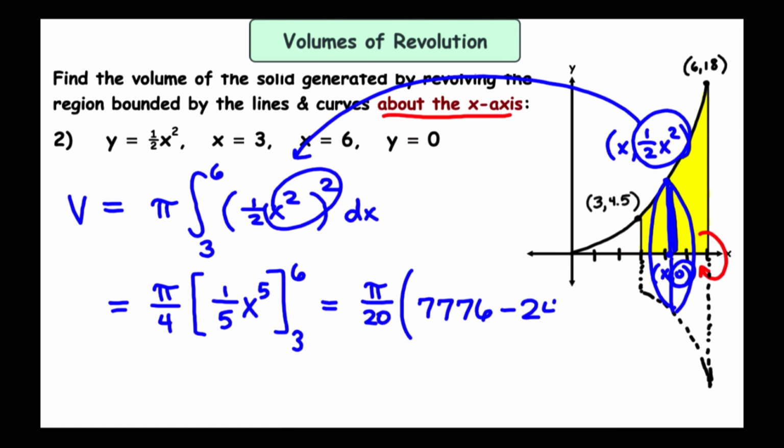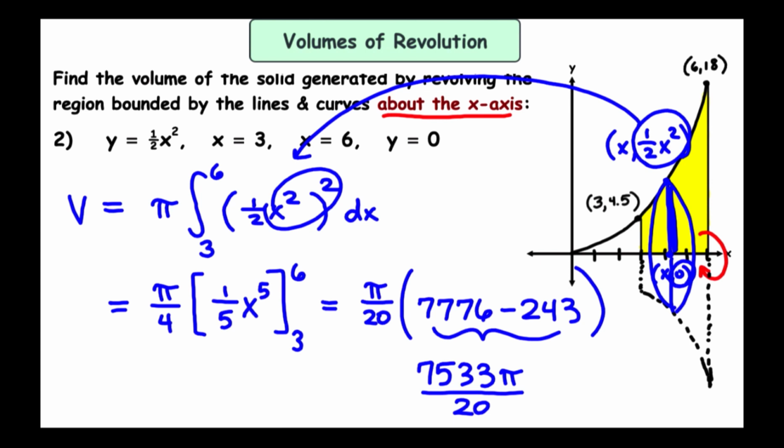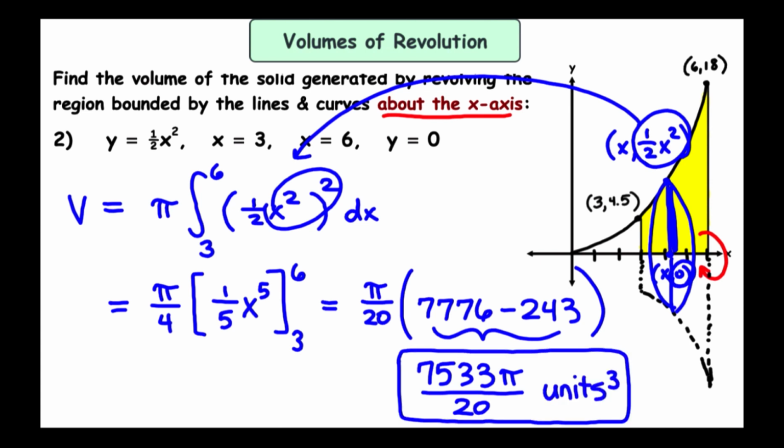Remember, it's minus in between. We're doing first fundamental theorem, so you have to subtract. And when you do subtract these, you're going to get 7,533. And so let's just wrap this up and make this a final answer. 7,533 pi over 20 cubic units. And that would be the volume of that hat or volcano or whatever it is.